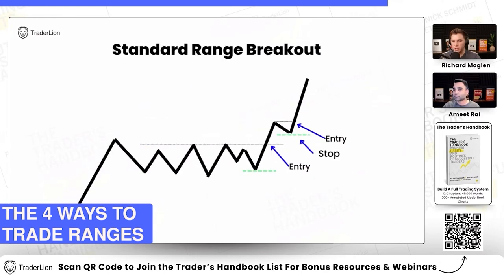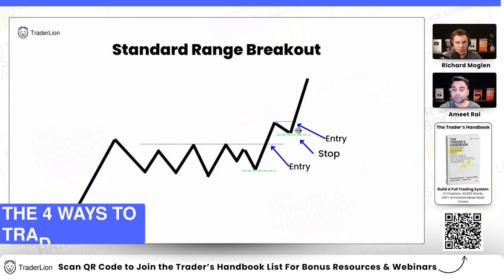The last way is just the standard range breakout. We've been forming a range for a few days. You've got a clear buy point. Maybe this is the high of a day, high of the previous day. Maybe this is an inside day right here. We break out through that high, enter right there, manage risk at the low of the day or the low of the prior day, the low of the range. And then you can even add if it does another higher low.